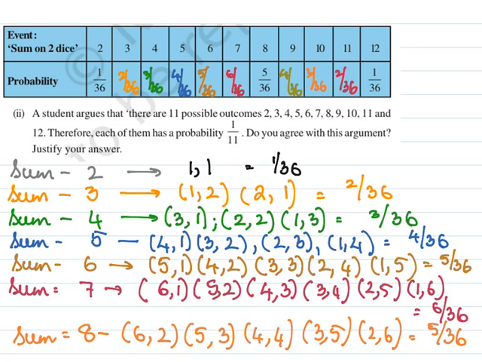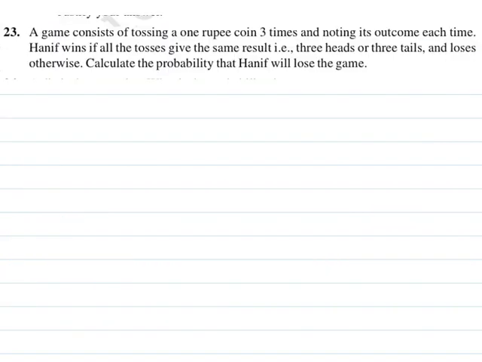The next part of the sum says, a student argues that there are 11 possible outcomes: 3, 4, 5, 6, 7, 8, 9, 10, 11, and 12. Therefore, each of them has probability 1 out of 11. Do you agree with this argument? Definitely not. We have already seen that the sums do not come the same. For 2 it is 1 by 36. For 3 it is 2 by 36, and so on.